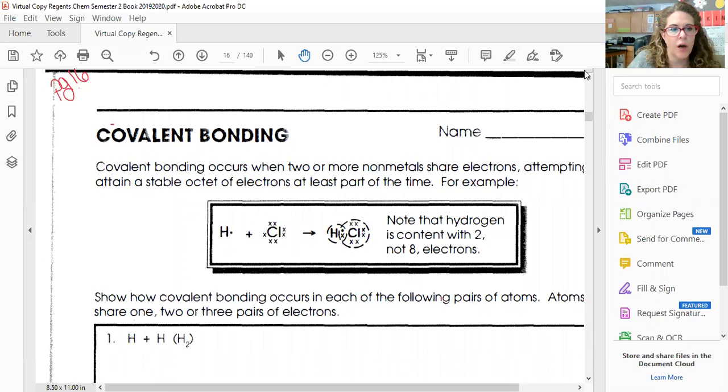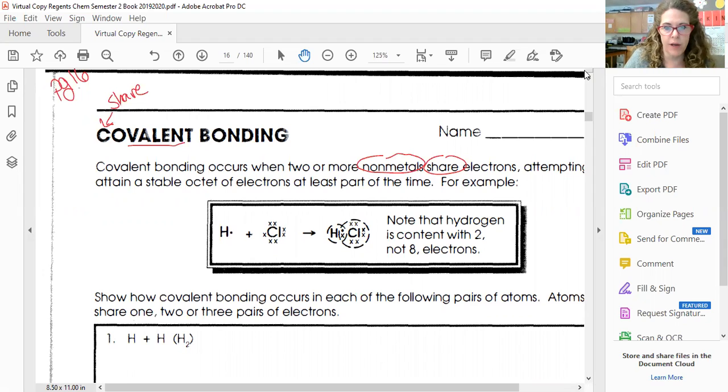We have the prefix co, which means share. And what do we share? Valence electrons. So when we have two or more non-metals only, and they're sharing electrons, because they have too many electrons to really lose them, but not quite enough where they can just grab them away from a metal, right? So they're going to need to share.